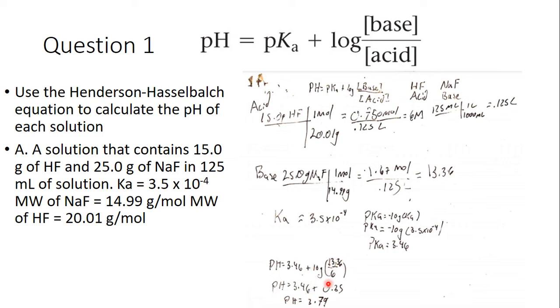pH equals 3.46 plus 0.35. So the pH of our solution is 3.79. Which makes sense. We have more moles of base, so our pH should be higher than our pKa. If you have more moles of acid, it should be lower than your pKa.